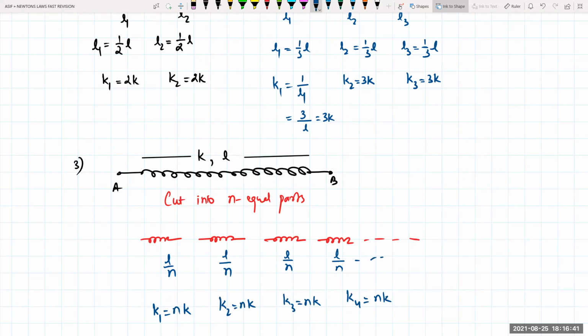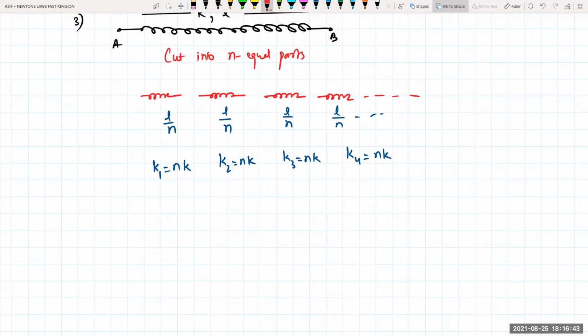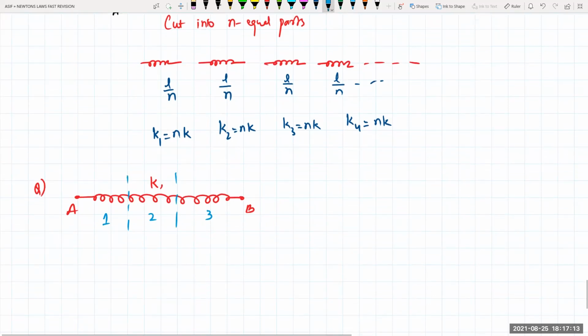Let me give you a small question. Last time we also did questions on spring. We have got a spring right now here. This is A and this is B, and the spring constant of this one is K, and it is cut in the ratio of 1:2:3. So this one is 1, this one is 2, and this one is 3, and then they are connected. Now tell me what will be the spring constants of those.